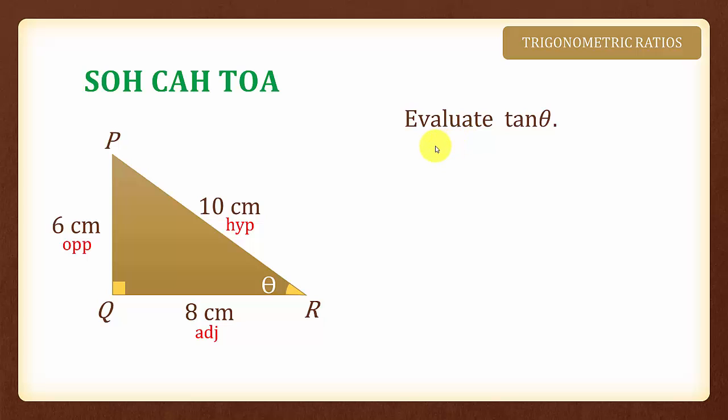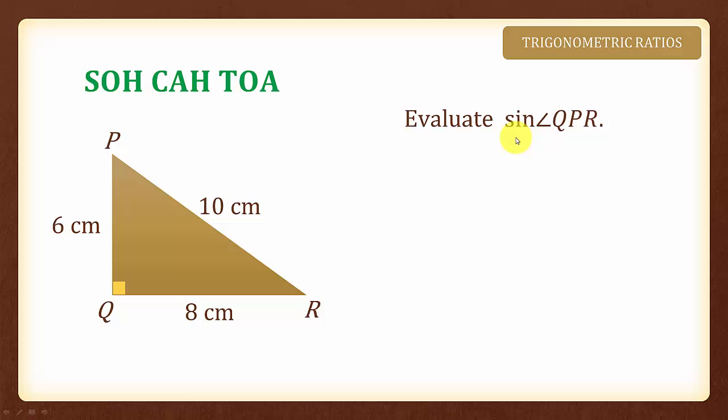Finally, let us evaluate the trigonometric ratio tangent theta. For tangent theta, we will have opposite over adjacent, and we will have 6 over 8, which is equal to 3 over 4.